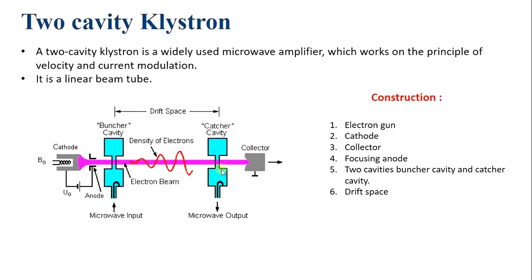where the interaction of the weak microwave signal takes place with the electron beam which is generated by the electron gun. And this is the space where the velocity modulation takes place, that is, the density of the electrons changes. We will see its working in detail in the further part of this lecture. And here is the RF input at the buncher cavity and RF output at the catcher cavity. So in this way the two-cavity klystron is constructed.